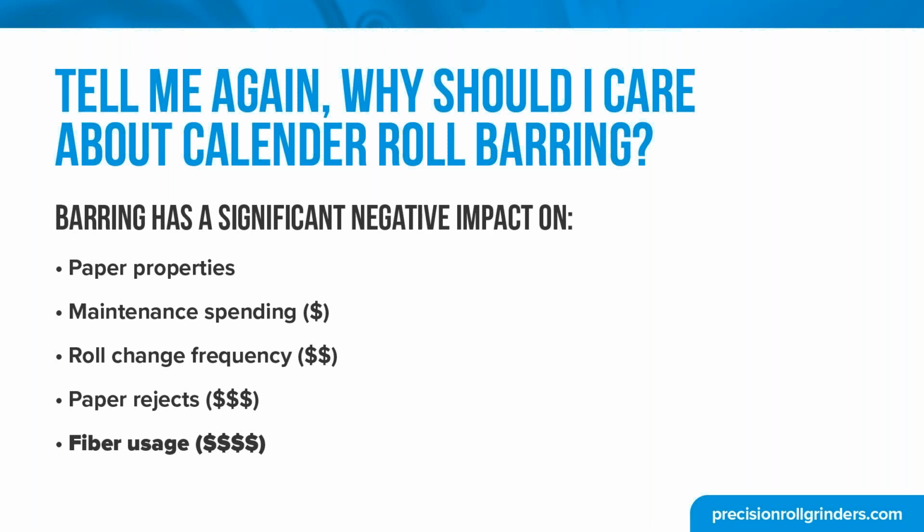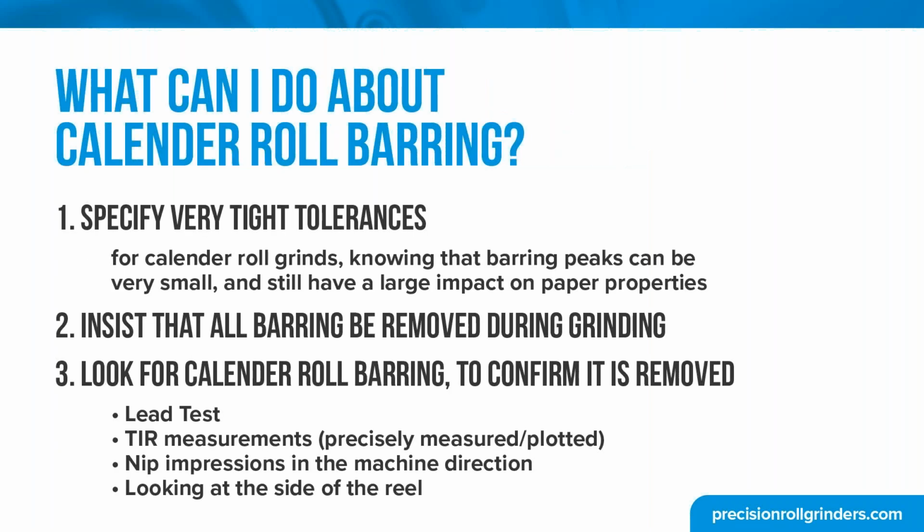Okay, so just to summarize, tell me again, why should I care about calendar roll barring? Because barring affects paper properties, maintenance spending, roll change frequency, paper rejects, and a really big hitter can be fiber usage can go up due to calendar roll barring. So that's great. You might be asking yourself then, what can I do about calendar roll barring?